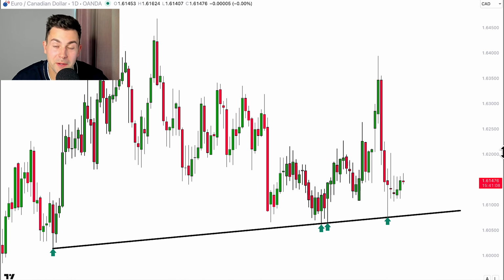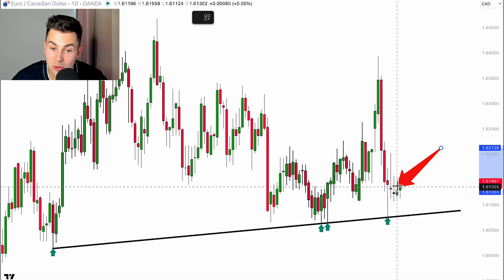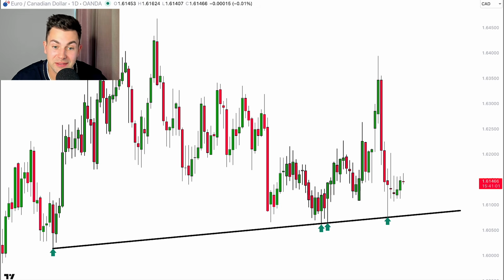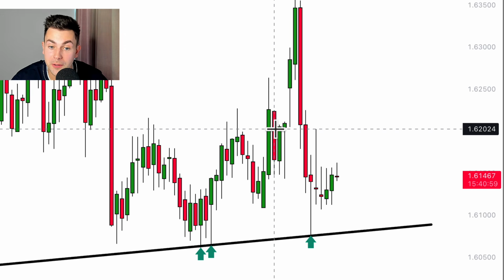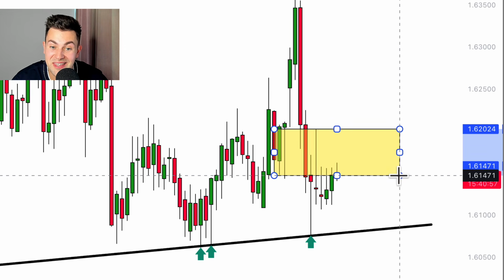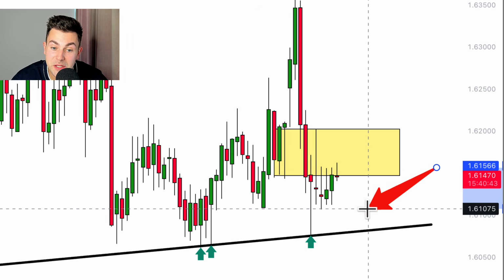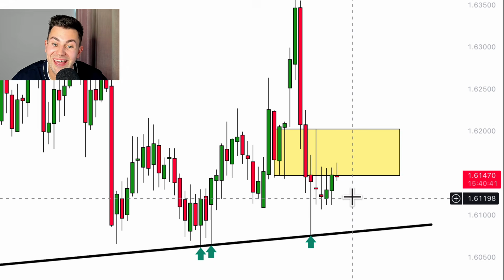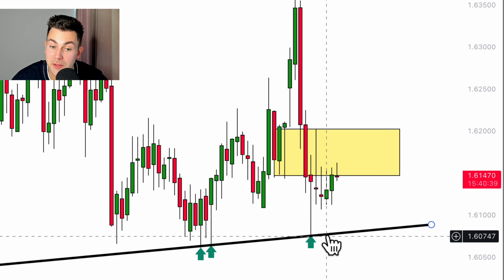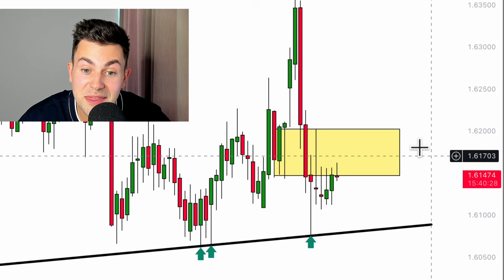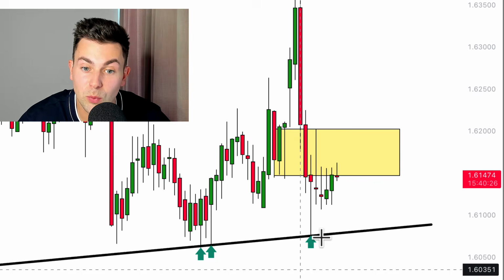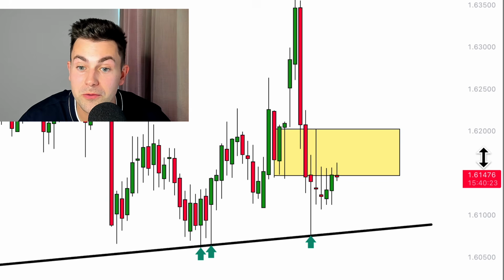On the EURCAD pair, the market started to consolidate after the last test of our trend line, and we can see that in this consolidation the market started to respect this daily resistance. This consolidation and a sideways price action will signify a highly probable bullish accumulation after a test of that trend line. And this minor daily resistance will be used as our trigger to buy.